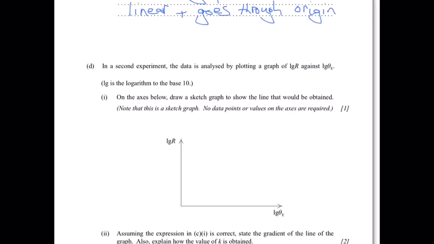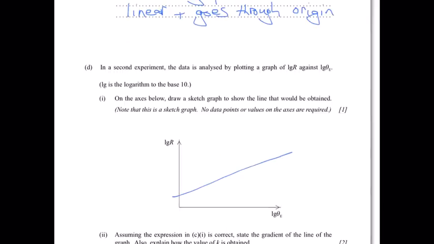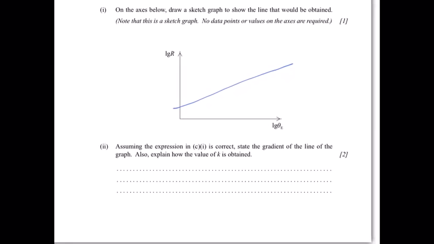Part D then asks us to sketch a log-log graph of R against E for a different experiment. Whenever we plot a logarithmic graph, we're going to end up with a straight line, and in this case it's going to have a positive intercept as well. The reasoning behind that is asked in the second part of the question. It says, assuming the expression in C part 1 is correct, state the gradient of the line of the graph. Also explain how the value of k is obtained.